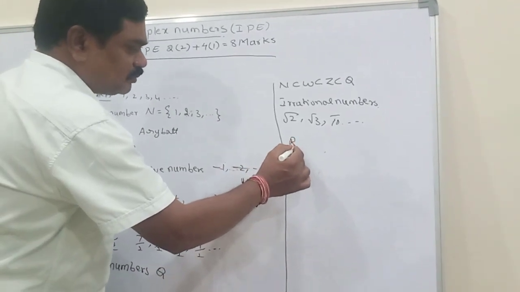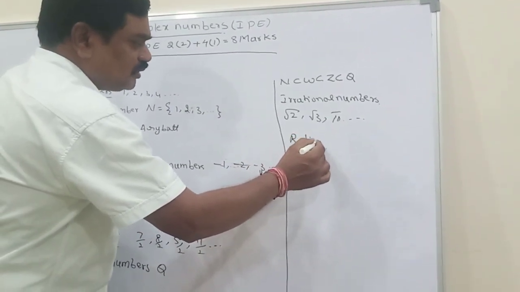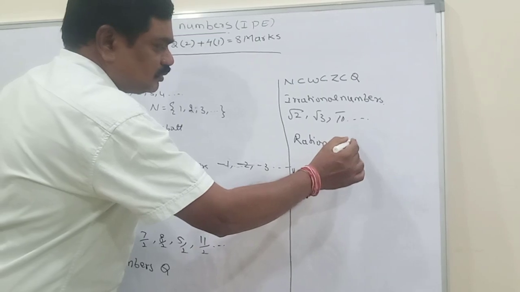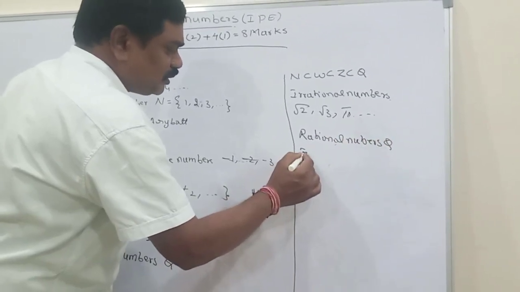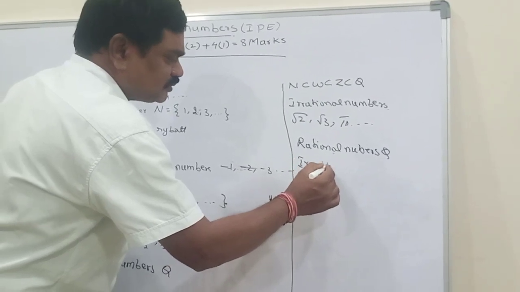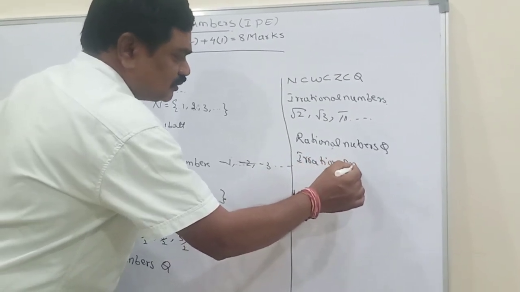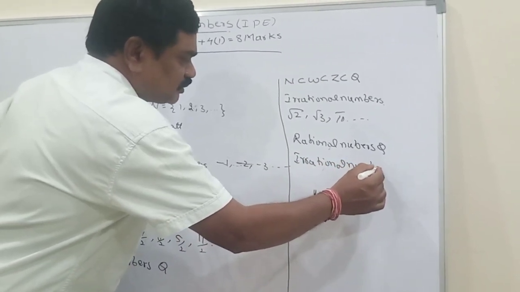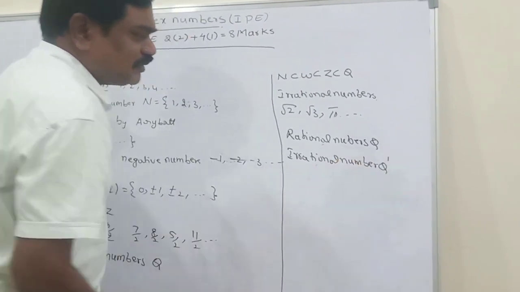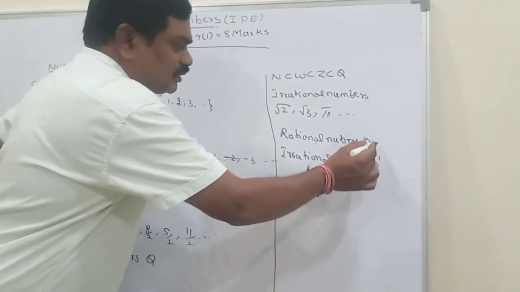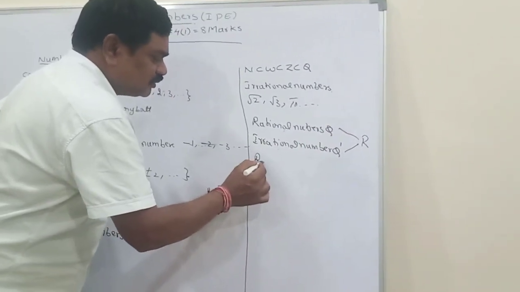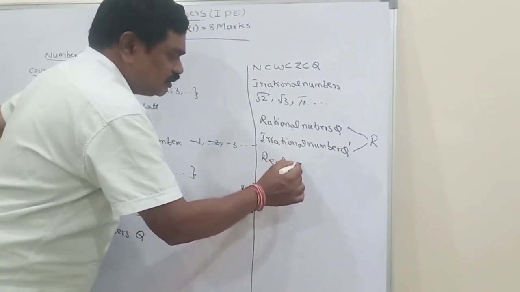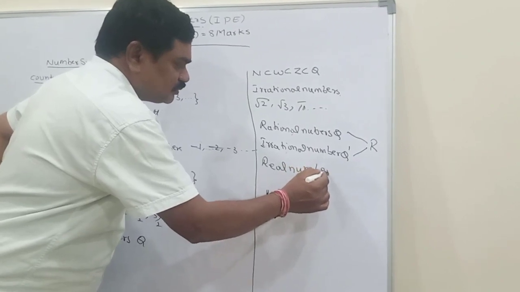Rational numbers are Q, and irrational numbers are represented by Q dash. Together they are R. R means real numbers.